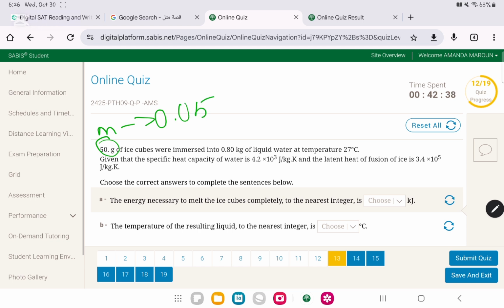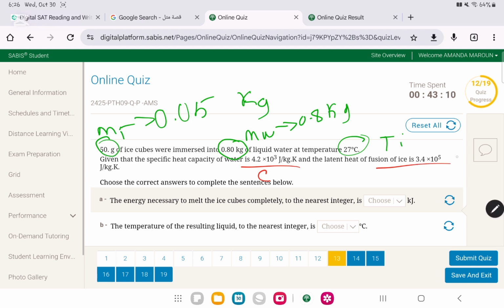and over here we get 0.05. Then after that, this is the mass of what? This is the mass of the ice cubes. Then we have the mass of water, which is 0.8 kg, at a temperature which is 27 degrees. So this is temperature initial, let's say. Now we have the specific heat capacity of water. So this is C, which is 4.2 times 10 to the power of 3. And the latent heat of fusion of ice. So this is LF. But make sure that it's always in joules. So here it is in joules, so we are safe. Okay, we can proceed.